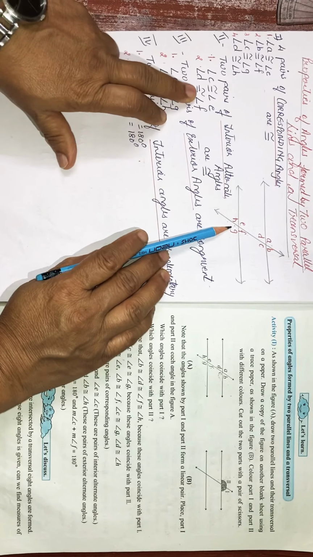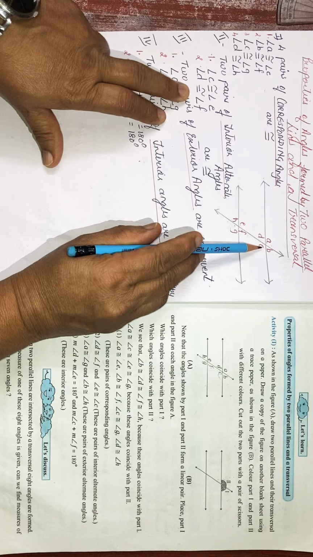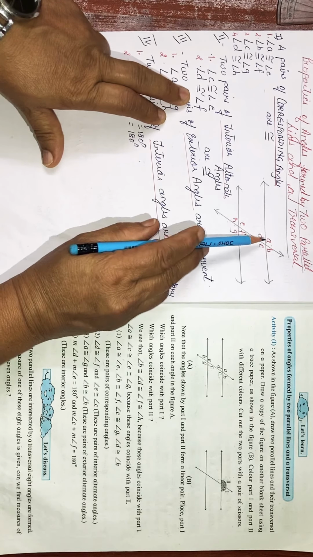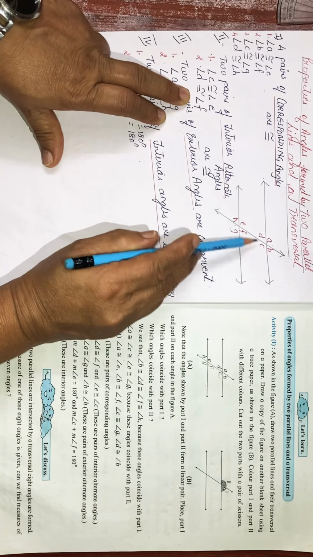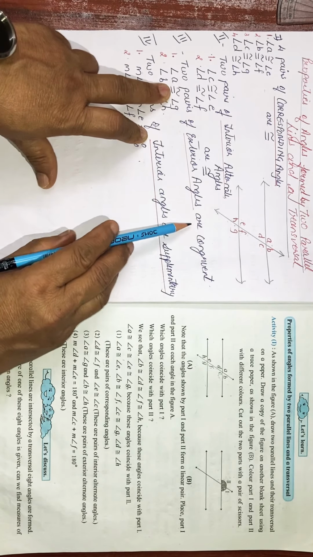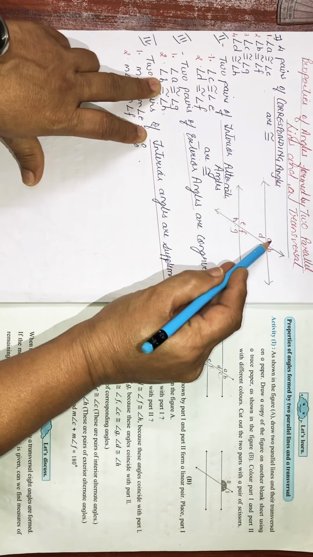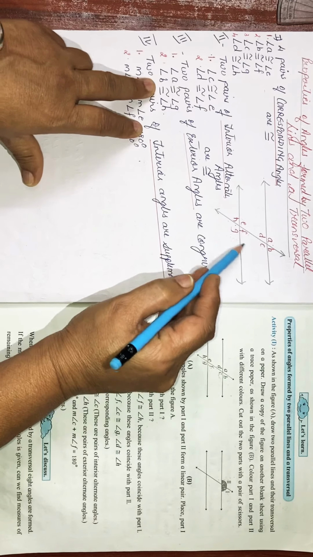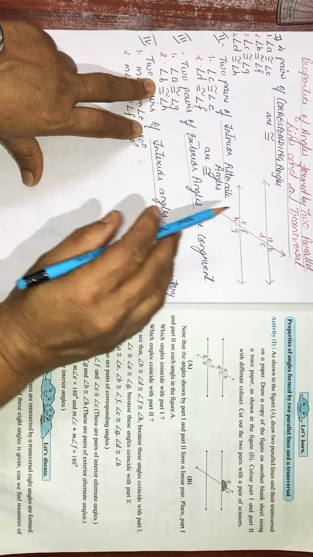Similarly, two pairs of interior alternate angles. Angle C and angle E. Angle D and angle F. Interior alternate angles. Next, two pairs of exterior angles are congruent. Angle A and angle G, exterior alternate angles. Angle B and angle H, exterior alternate angles.